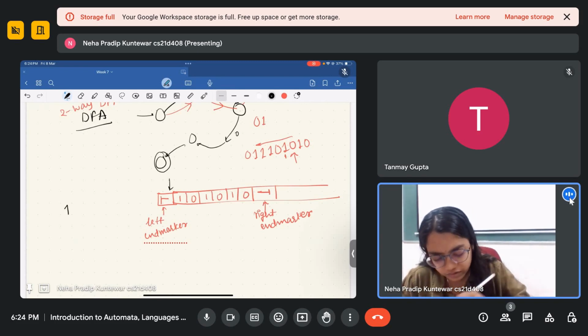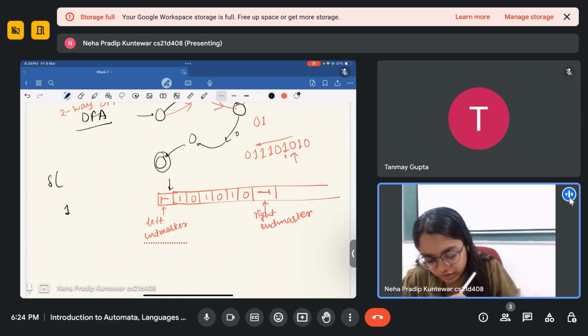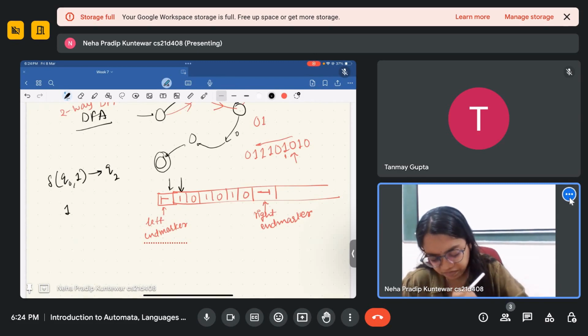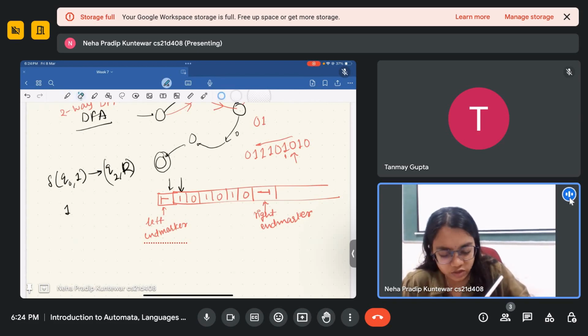So whenever you read a 1, delta tells you that if you are in some state and you see a 1, then you go to some state, maybe q2. But additionally, you're also going to tell where the head on the tape should go. So you're going to tell whether to go to the left or right. So not just that you go to q2, but you move to the right, let's say, in this case.